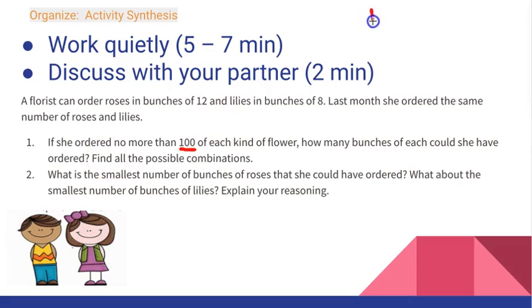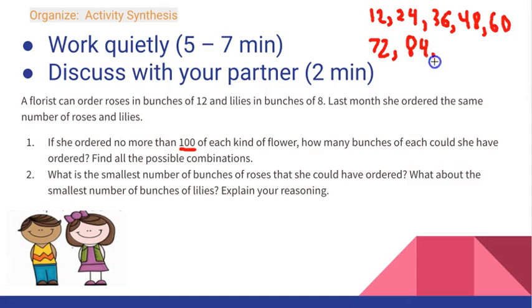Well, let's think about the multiples of 12. Okay, so 12, 24, 36, 48, 60, 72, 84, 96. Okay, what about multiples of 8 that go up to no more than 100?